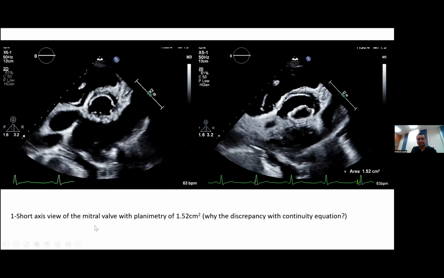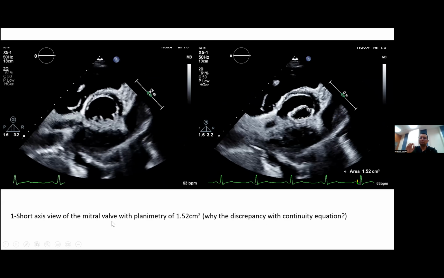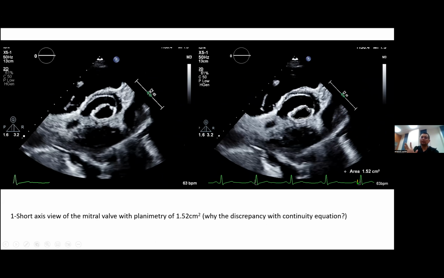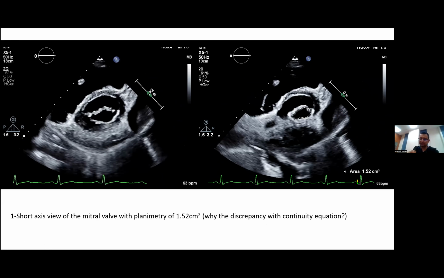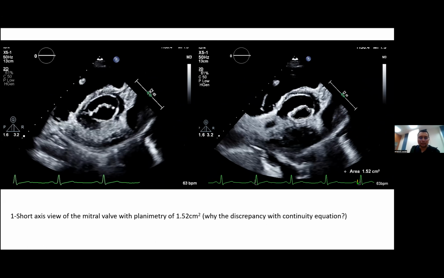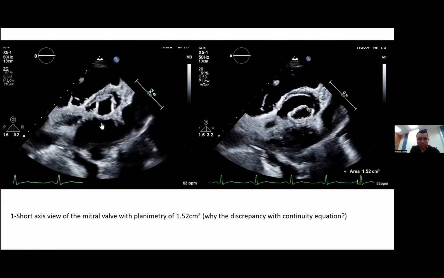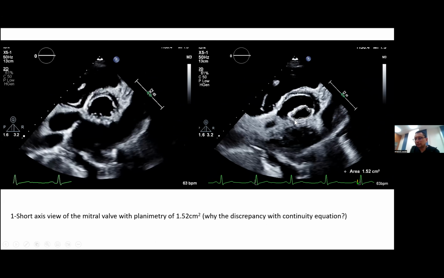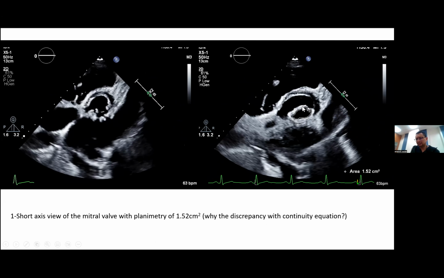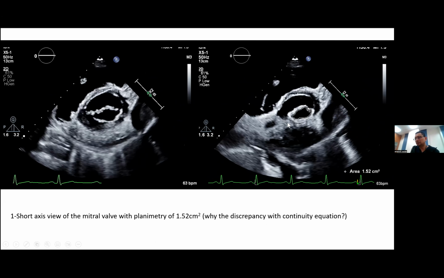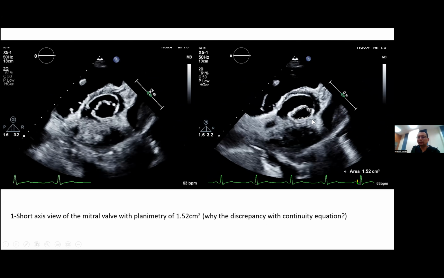So in the short axis view, if some of you are not aware that the stenosis actually comes from the base rather than the leaflet tips, this is the leaflet tips. This is the normal way that we do planimetry. And you can see that here the area is 1.52 centimeters squared. So if you're not aware, you might be confused.